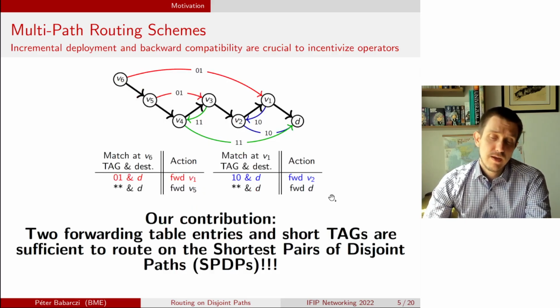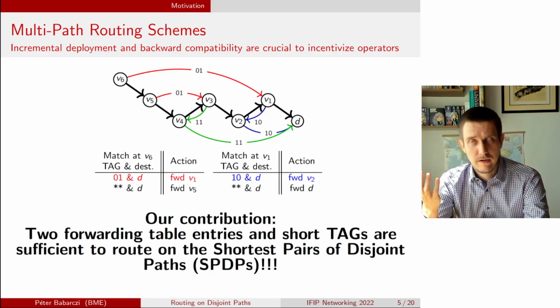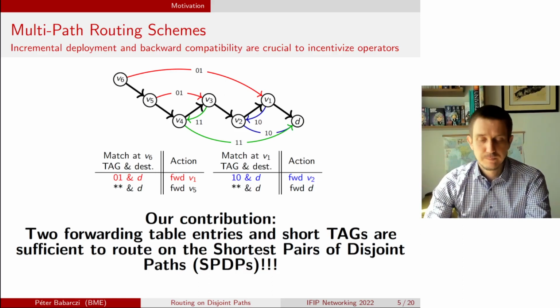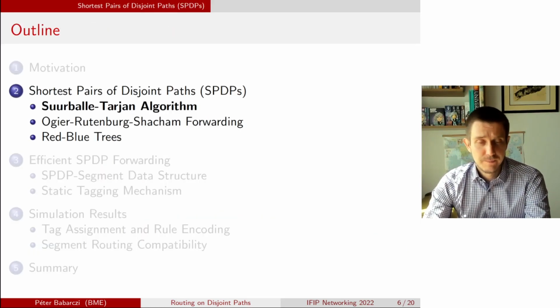Our contribution in this paper is that this kind of routing can be implemented using only a few forwarding table entries and using only short tag values in practice. So how can we achieve this result?